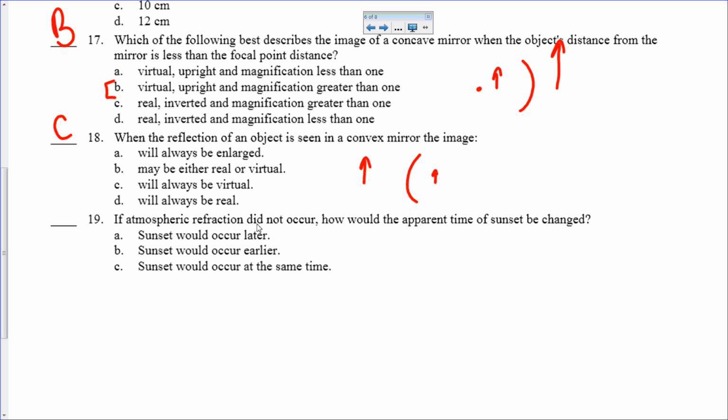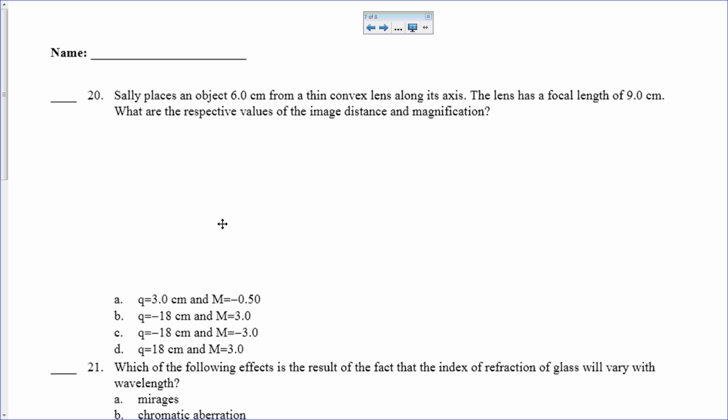If atmospheric refraction did not occur, how would the apparent time of sunset be changed? This is the Earth. This is the sun. Rays come here, but because of the atmosphere, rays are actually bent around so the observer can see them. But if that didn't occur, then sunset would occur earlier. For 19, should be B. Like if you didn't have the atmosphere, then it would occur at this time instead of at this time. So it would actually occur earlier.